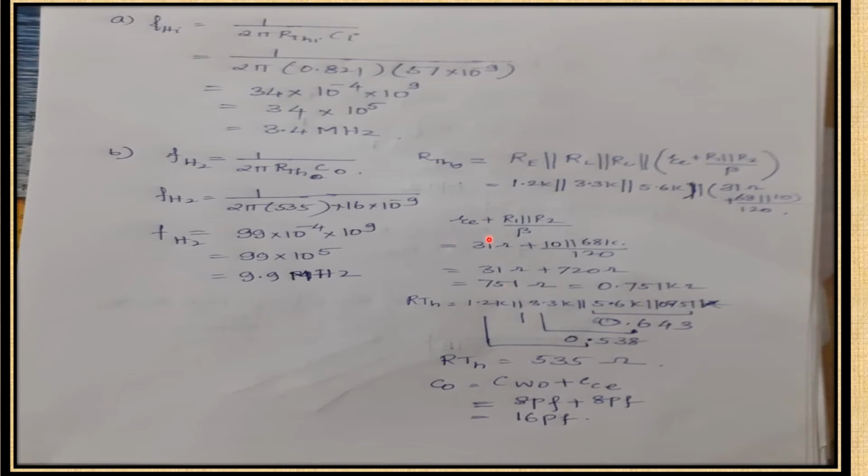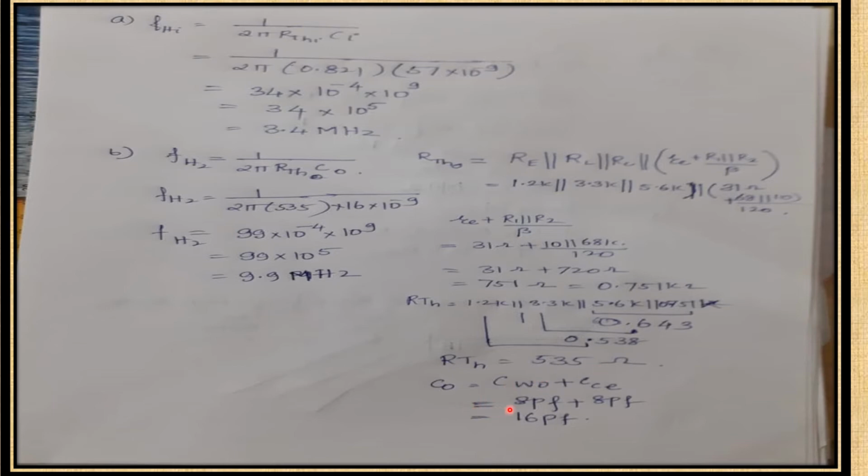Step by step it is done. First I have calculated this ratio. Then I have taken a parallel combination of these two, found out this relation. Taken the parallel combination of these two, found out this, and then a parallel combination of 1.2 in parallel with 0.38 ohms. So it comes out to be 535 ohms.